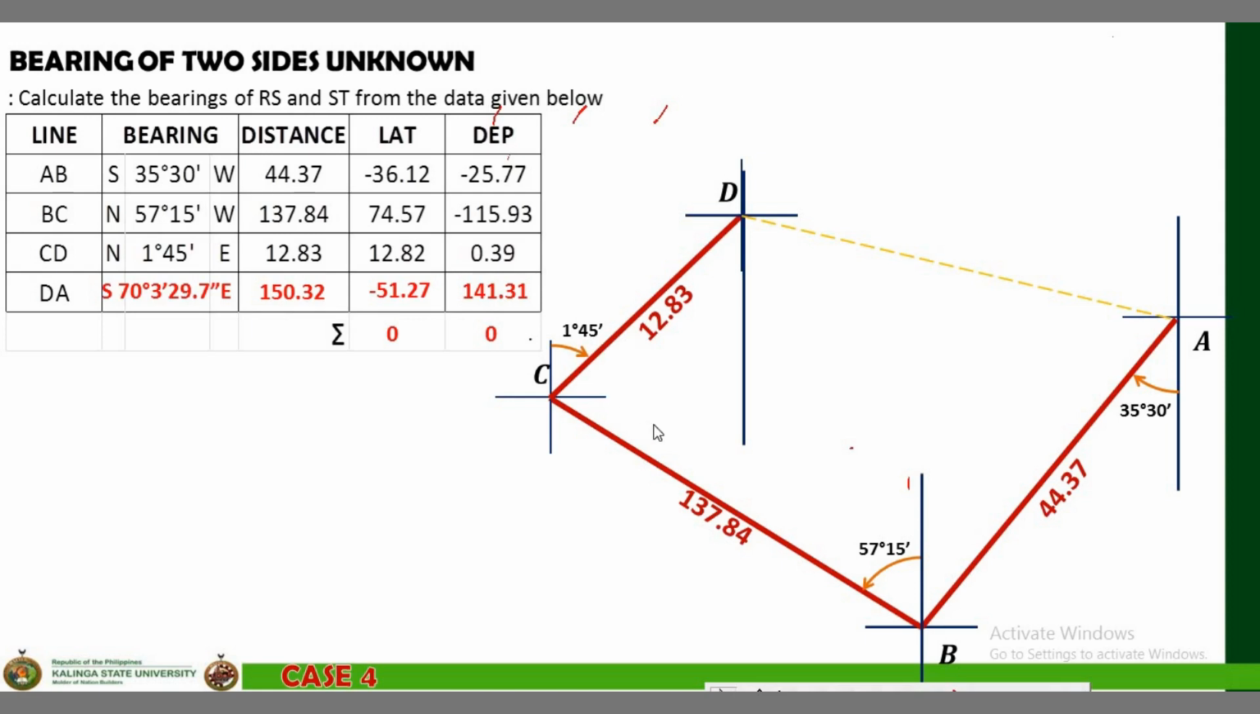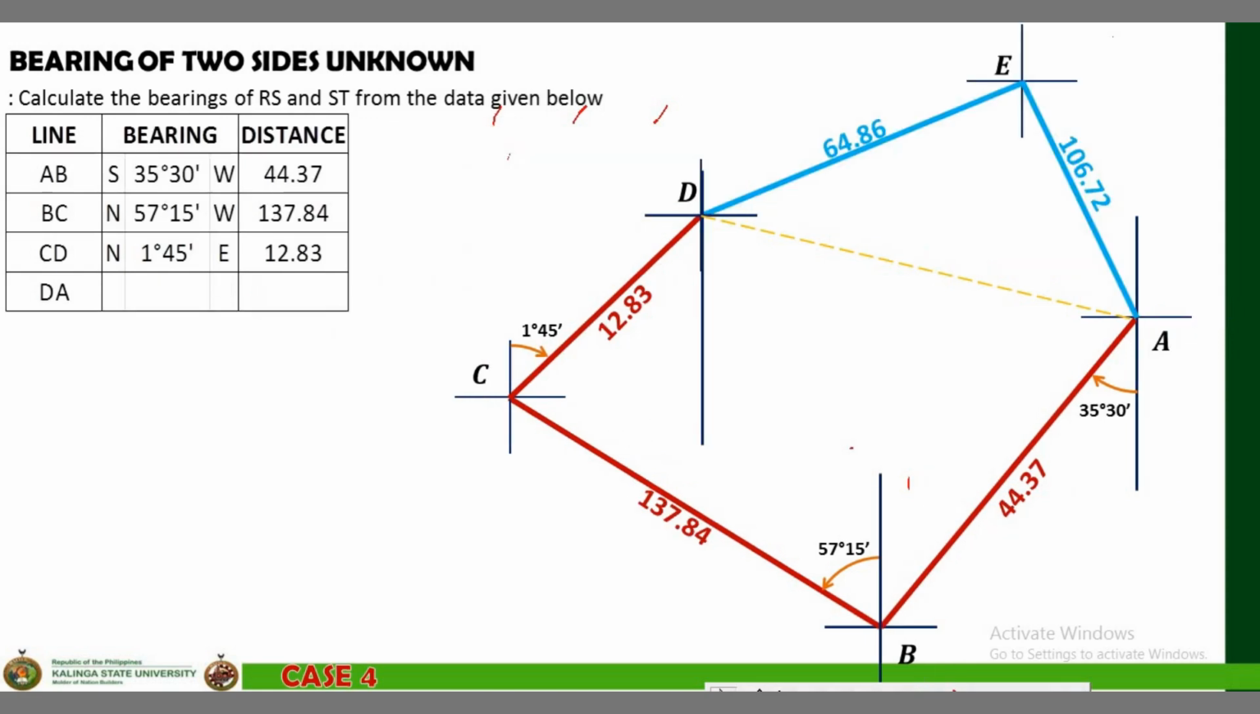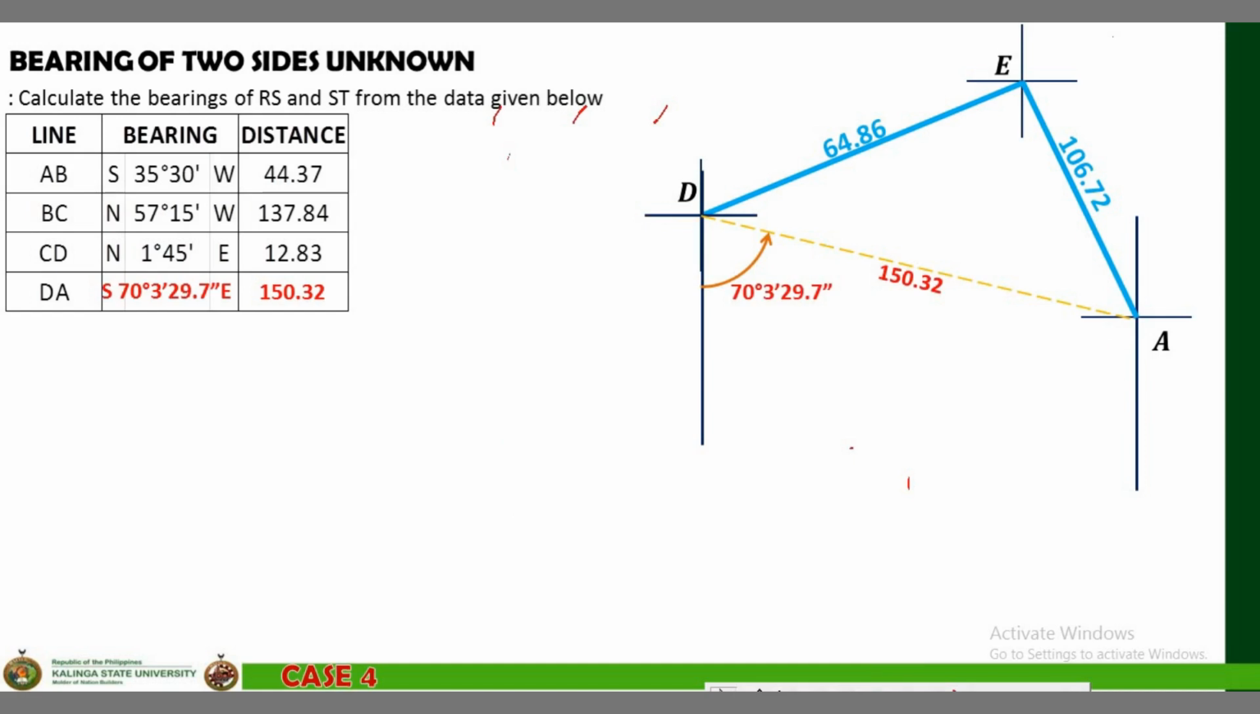Take note, what we are looking for here is the bearing of the two lines. So after we get the distance and the bearing of DA, I'm going to isolate this one. These are the givens, like what we did in the previous cases. I will get the internal angles. So, I need to get the values of beta, theta, and rho. Again, I'm going to use the sine law.